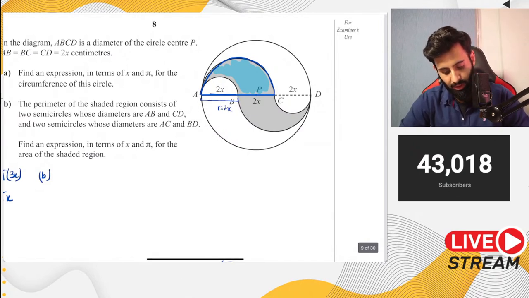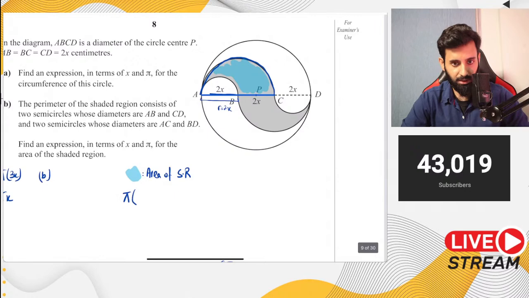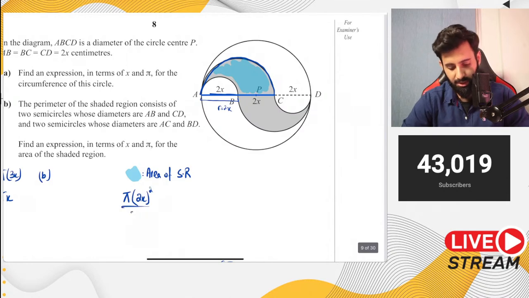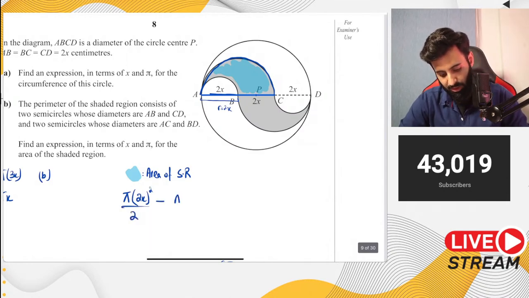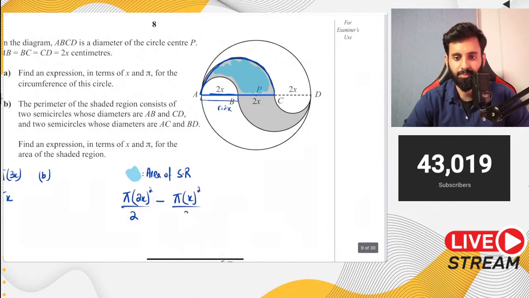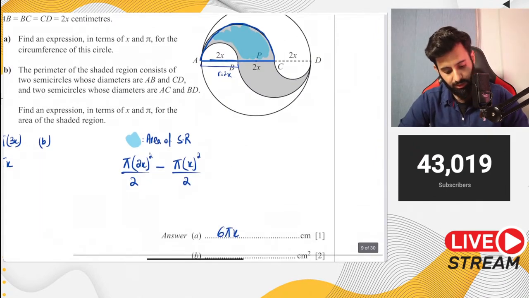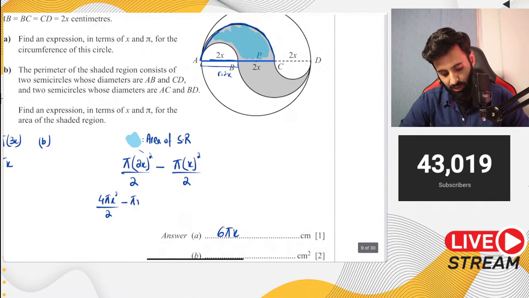Okay, now, so let's find out the area of the shaded region. So basically, we'll calculate the area of the bigger semicircle, which means we will do pi into 2x square upon 2, minus the area of the smaller semicircle, which means pi x square upon 2. Okay, and my suggestion is don't simplify this. Okay, so this becomes 4 pi x square. So let's write it as 4 pi x square upon 2, minus pi x square upon 2. Okay, and then what we're going to do is we're going to multiply it by 2.